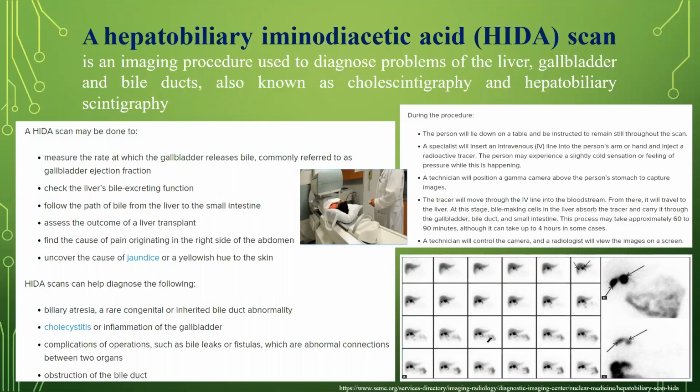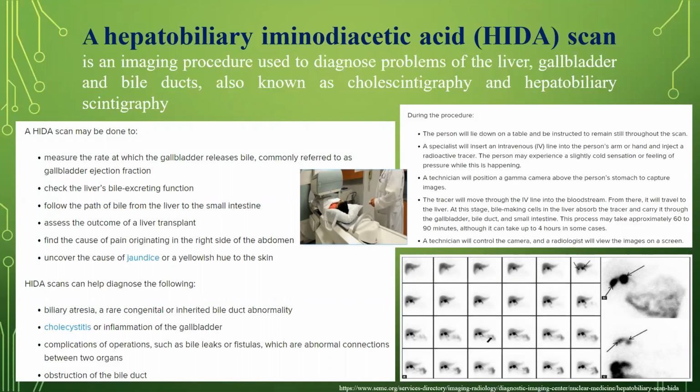A hepatobiliary iminodiacetic acid scan, or HIDA scan, is an imaging procedure used to diagnose problems with the liver, gallbladder, and bile ducts, also known as cholescintigraphy and hepatobiliary scintigraphy. It may be done to measure the rate at which the gallbladder releases bile, commonly referred to as the gallbladder ejection fraction. Check the liver bile secretion fraction.